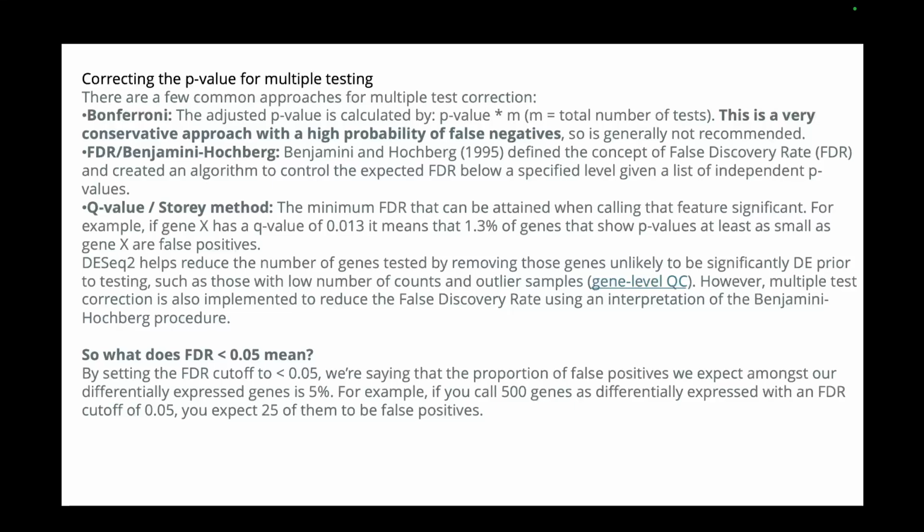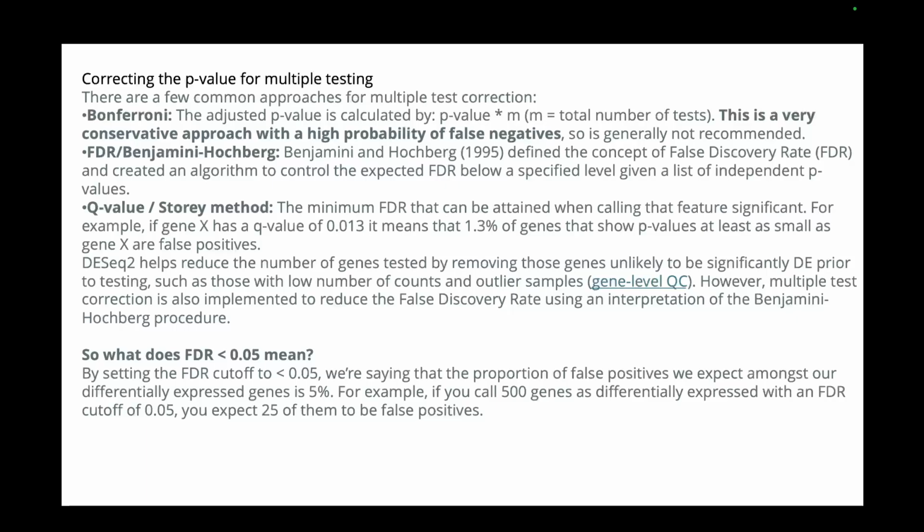These two people, Benjamini and Hochberg, defined the concept of the FDR, which is the false discovery rate, and created an algorithm to control the expected FDR below a specified level given a list of independent p-values. So that is where the concept of Q value, or the Storey method, comes in. The minimum FDR can be attained when calling that feature significant. For example, if a gene X has a Q value of 0.013, it means that 1.3% of the genes that show p-value at least as small as gene X are false positives, right?